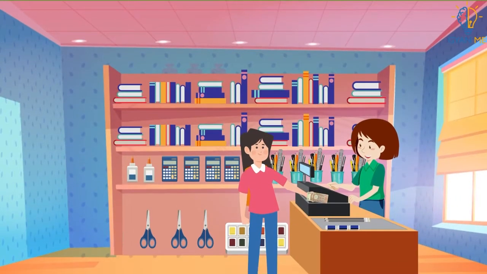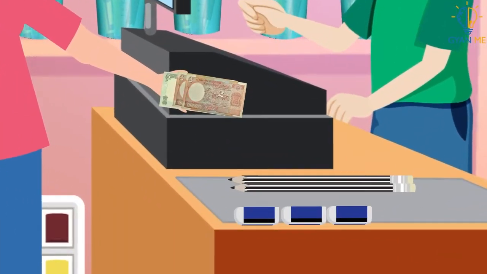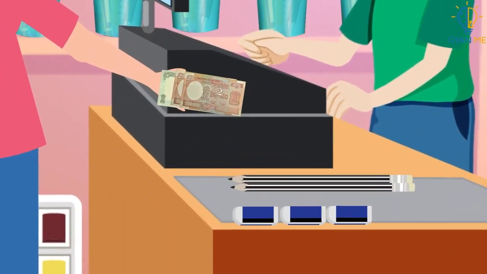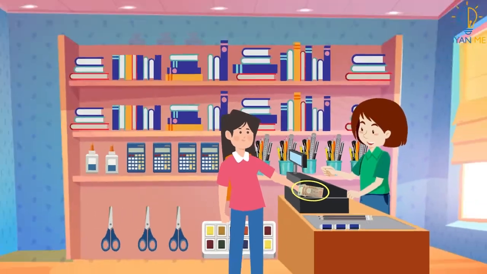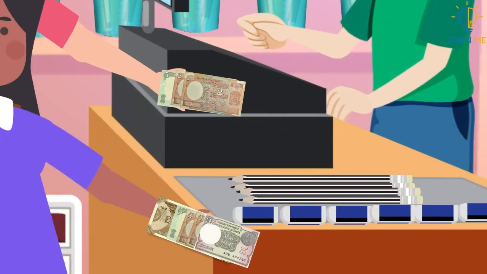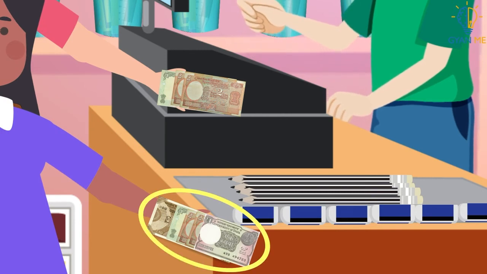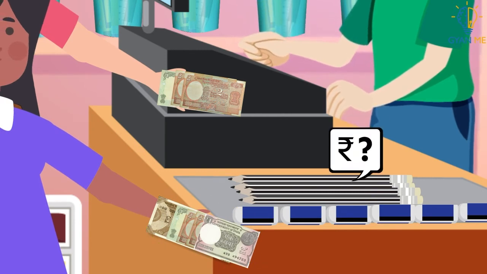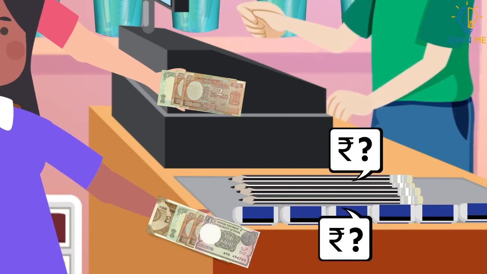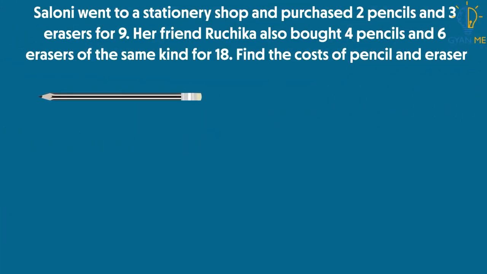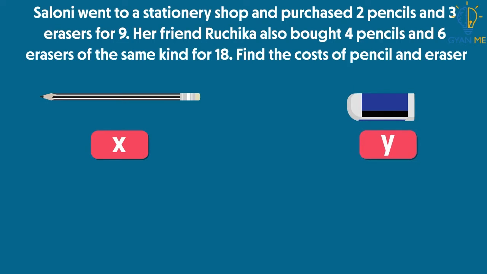Saloni went to a stationery shop and purchased 2 pencils and 3 erasers for ₹9. Her friend Ruchika also bought 4 pencils and 6 erasers of the same kind for ₹18. Find the cost of pencil and eraser. Let us denote the cost of one pencil by x and one eraser by y. Then the equations are given by the following.